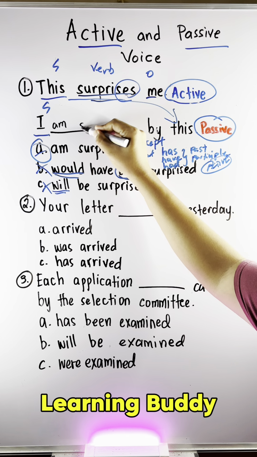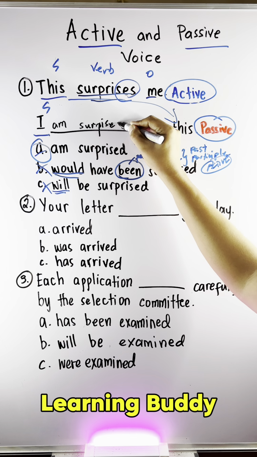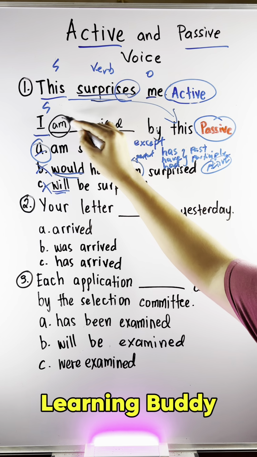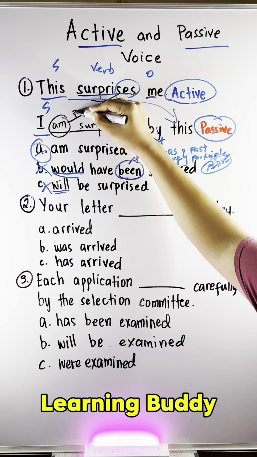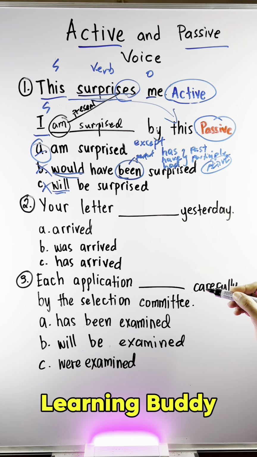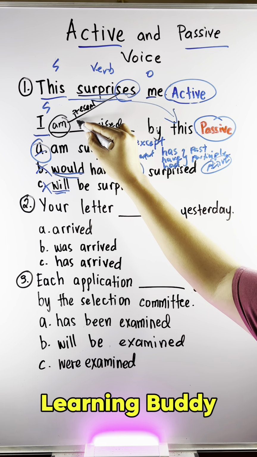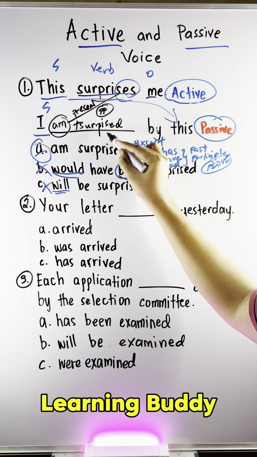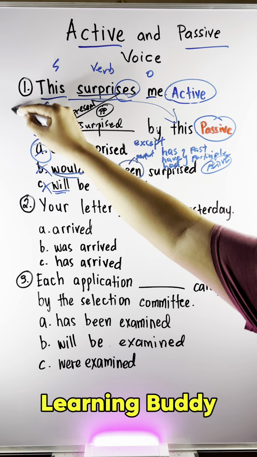Am surprised. I am surprised by this. Remember the clue: present. Am is present, which should be followed by the past participle of the main verb surprise. I am surprised by this. Let's proceed to number 2.